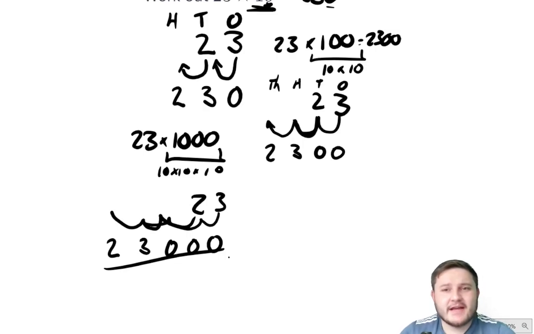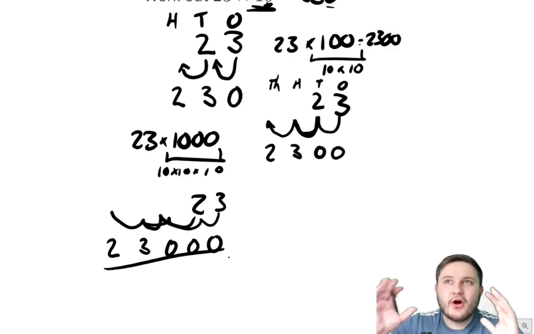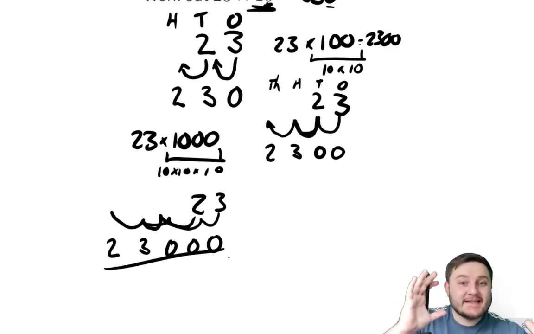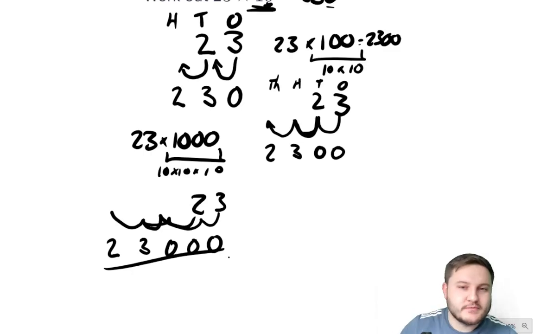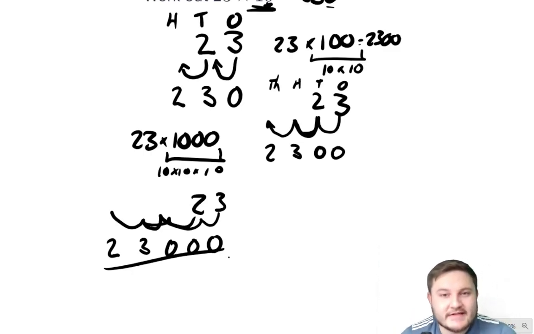So the key idea here is if you multiply by 10, then the whole number moves 1 space to the left because each value becomes 10 times bigger. The number becomes 10 times bigger, so all the values move 1 space to the left in the place value system. If you multiply by 100, it's 2 spaces, and if you multiply by 1,000, it's 3 spaces.